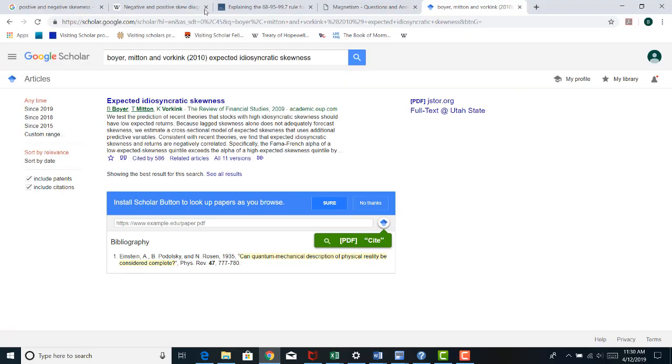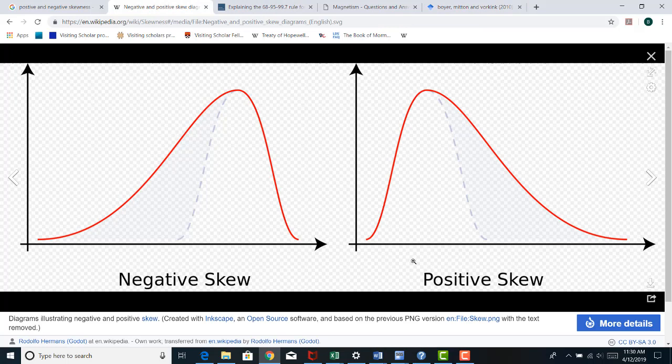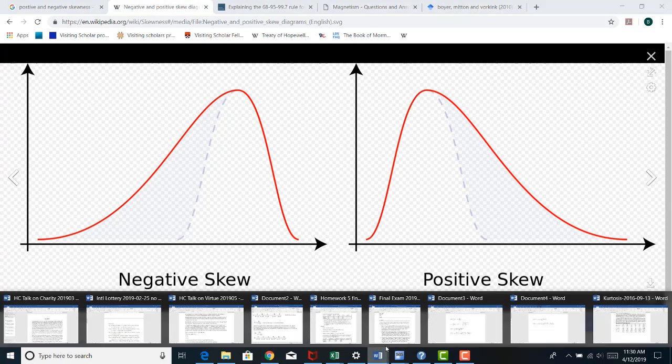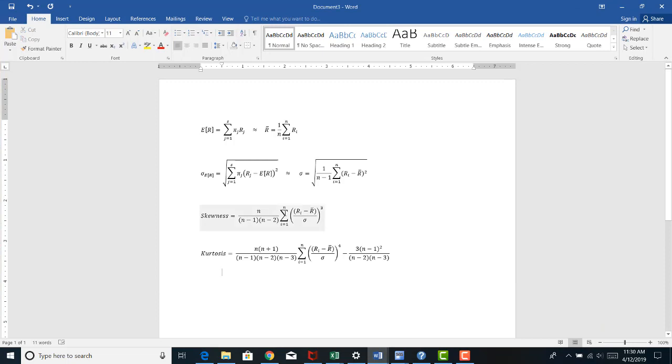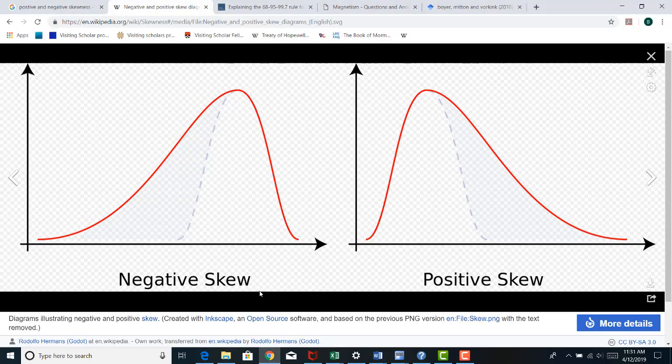Okay, let me first talk about skewness. The calculation of that formula is going to result in a number that can either be negative or positive. And if the number is negative, then the distribution is actually skewed like so. You can see that it's not normally distributed, it's not symmetric, but instead there's a long tail on the left-hand side, meaning that there is a small probability of earning extremely large losses over here.